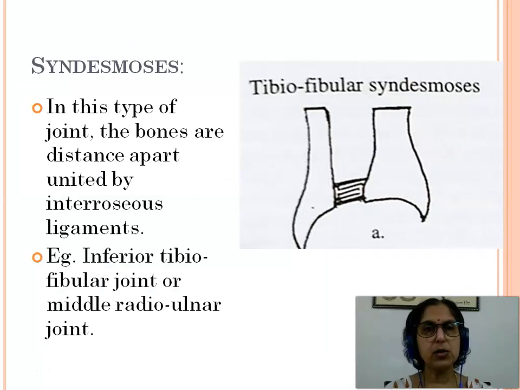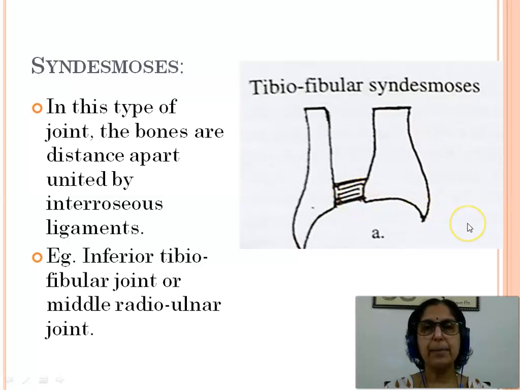Next we want to see the second type of fibrous joint, which is syndesmosis. In this type of joint, the bones are a little distance apart from each other and are united by an interosseous membrane. What we see here in this picture is the lower ends of the tibia and the fibula bones. Bones are lying a distance apart and are connected by an interosseous membrane.